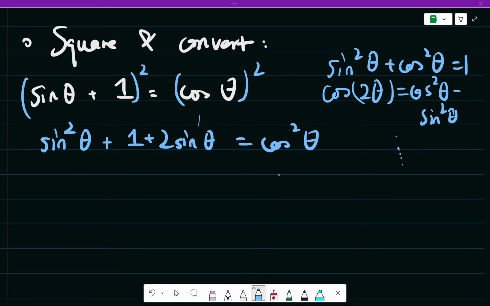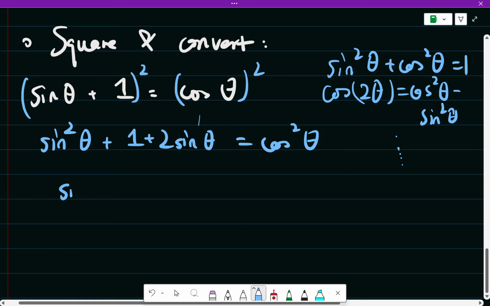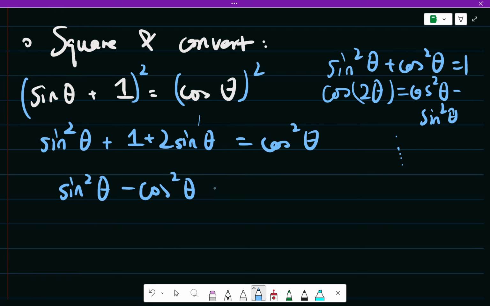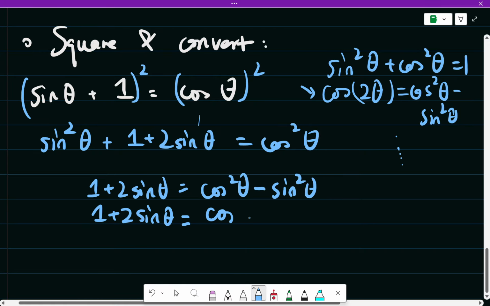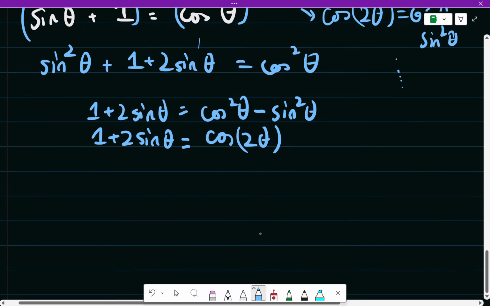And then what we should do is move this cosine squared theta on the right side to the left side. So we'd have sine theta squared minus cosine theta squared is equal to, or actually, let's move the sine theta on the left side to the right side, excuse me. So we'd have 1 plus 2 sine theta is equal to cosine squared theta minus sine squared theta. And as we recognized, we can implement this identity right here. So we would have 1 plus 2 sine theta is equal to cosine 2 theta, double angle identity.